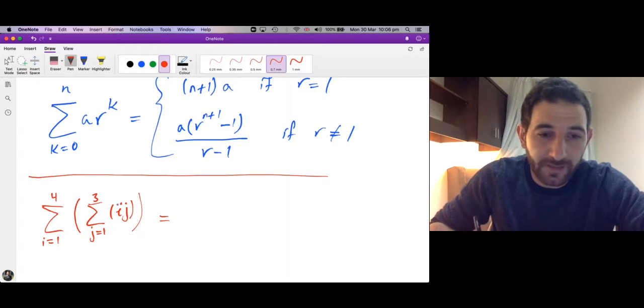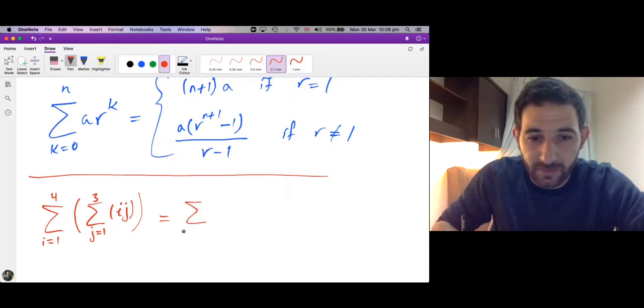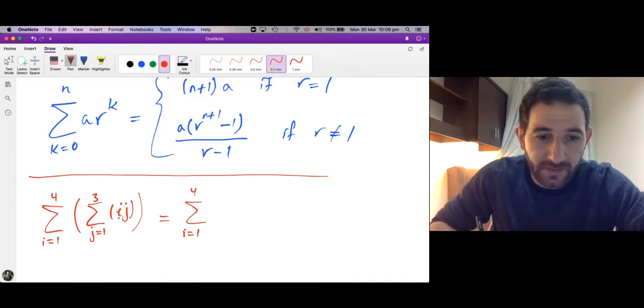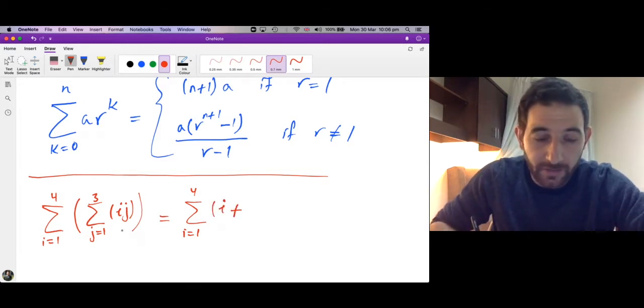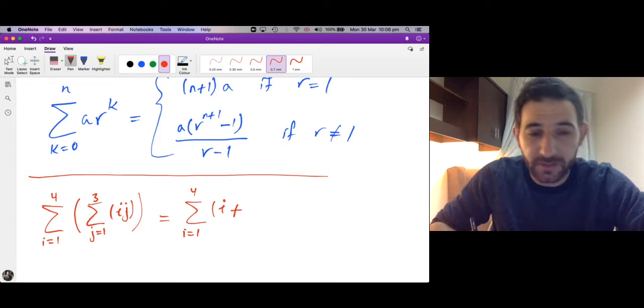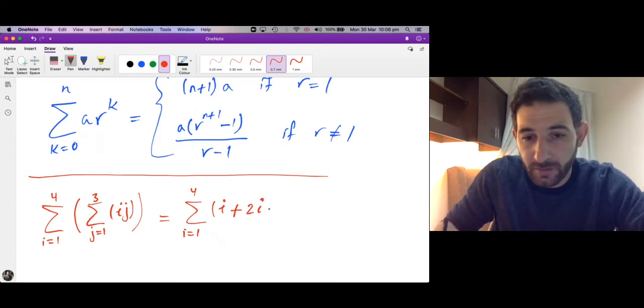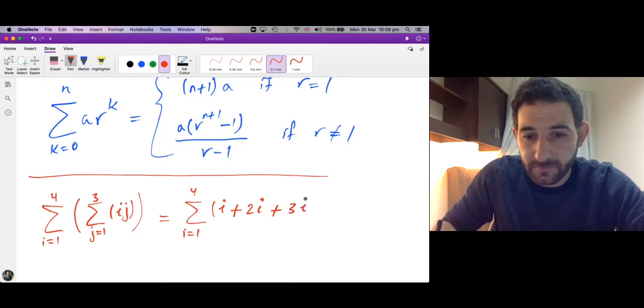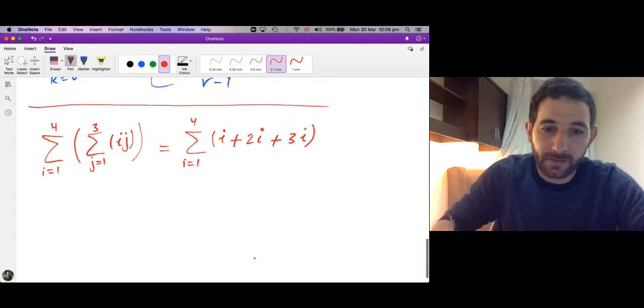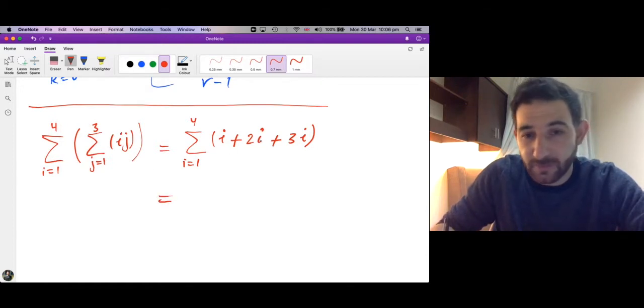So let's compute the inner summation. The outer summation I will write as it is, but what's the inner summation? So j ranges from 1 to 3. When j is 1, 1 times i is i, and then I sum. I increment j by 1, it becomes 2. 2 times i is 2i plus, and this is the last value of j, when it's 3, and 3 times i is 3i. Right? And now this is equal to, what's i plus 2i plus 3i is 6i. So this is the summation of i ranges from 1 to 4 of 6i.